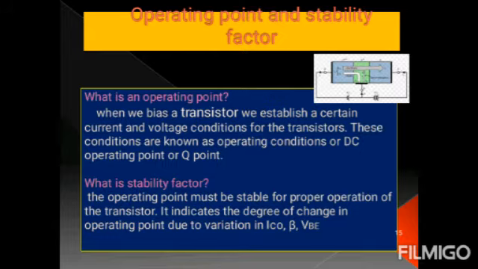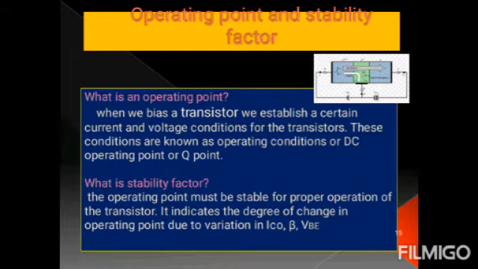Next, what is stability factor? Why do we have to find the stability factor? We already told you that in order to make the Q point in the middle of the DC load line, we have to make the Q point stable. So the operating point must be stable for proper operation of the transistor. It indicates the degree of change in operating point due to variation in ICO, beta and VBE. So what does stability factor mean? The change in the output current, or change in the Q point, due to the change in ICO, beta and VBE is called the stability factor.